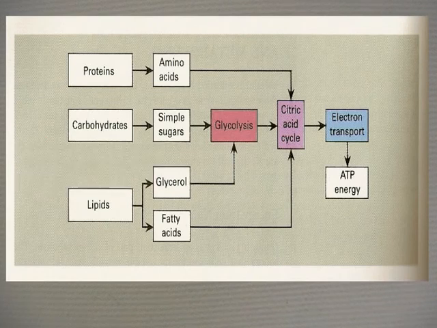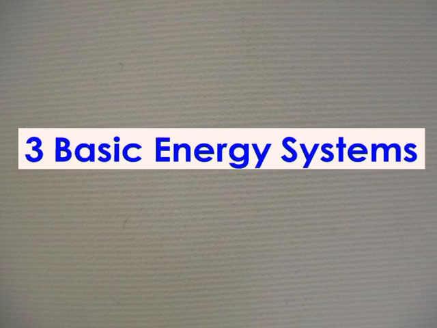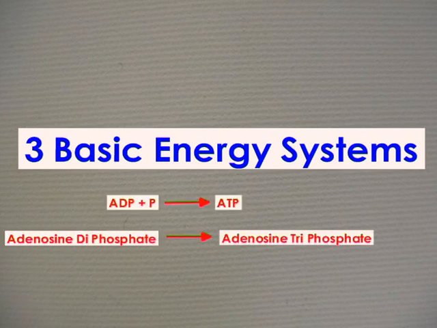There are three basic energy systems in the human body. All systems create ATP from the phosphorylation of ADP, or adenosine diphosphate, to ATP.